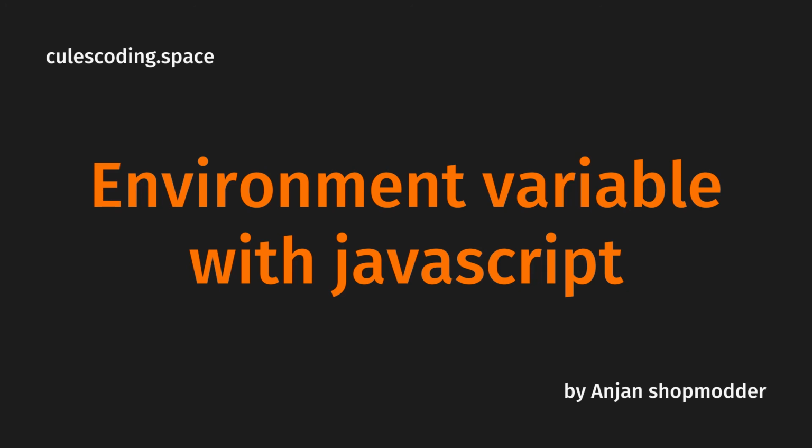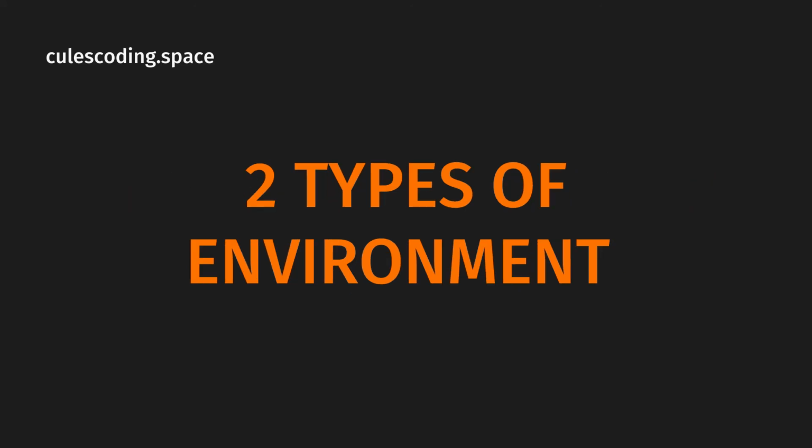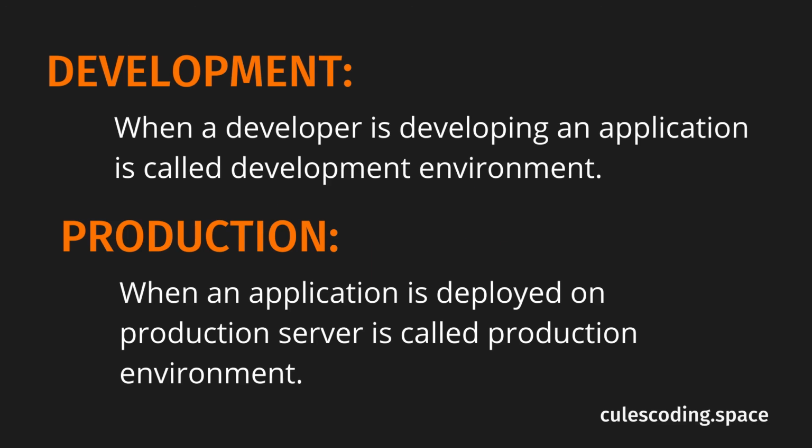Hey guys, in this video, you will learn why environment variables exist, what they are, and how to use them with Node.js. First of all, we have two types of environments. One is development, another one is production. When a developer is developing an application, that environment is called the development environment. And when the application is deployed on a production server, that is called the production environment.